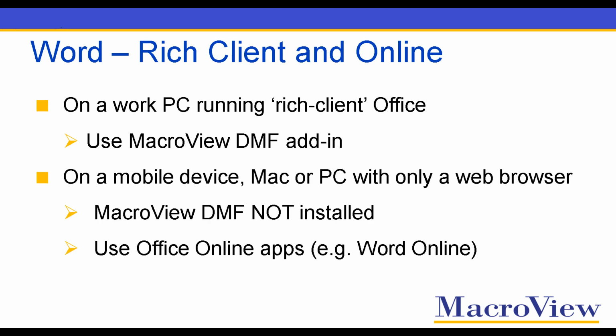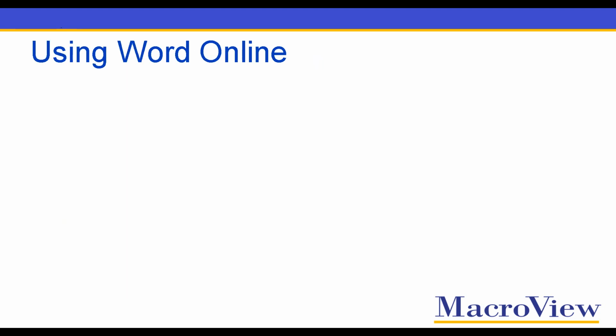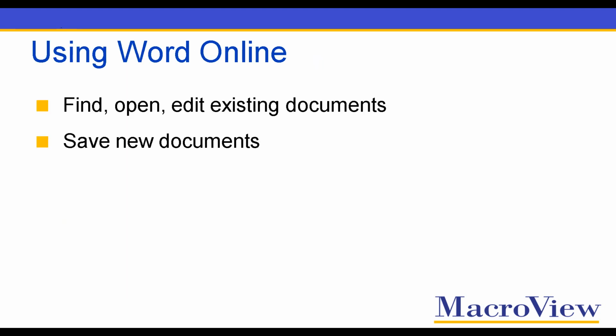But when you're on a mobile device, a Mac or PC with only a web browser, then MacroView DMF will not be installed, and then you'll be using the Office Online apps, for example Word Online, to work with documents in Office 365. During the video, we'll see how you can use Word Online to find, open, and edit existing documents, and to save new documents in Office 365.